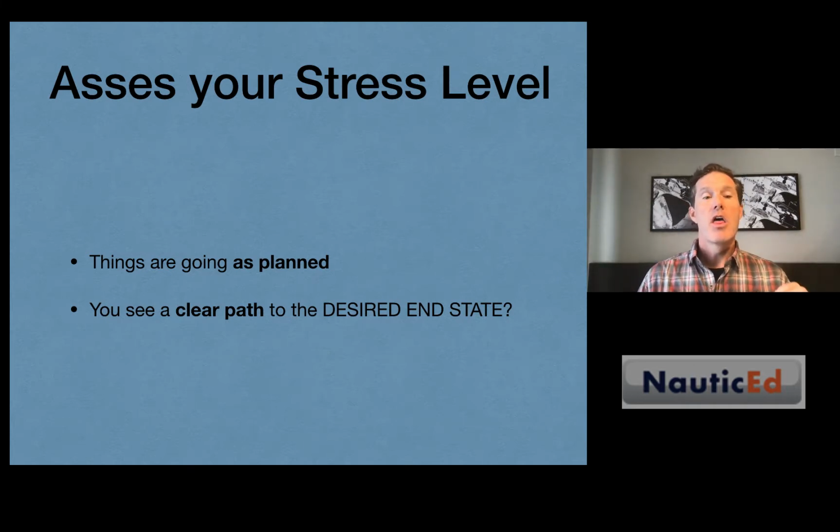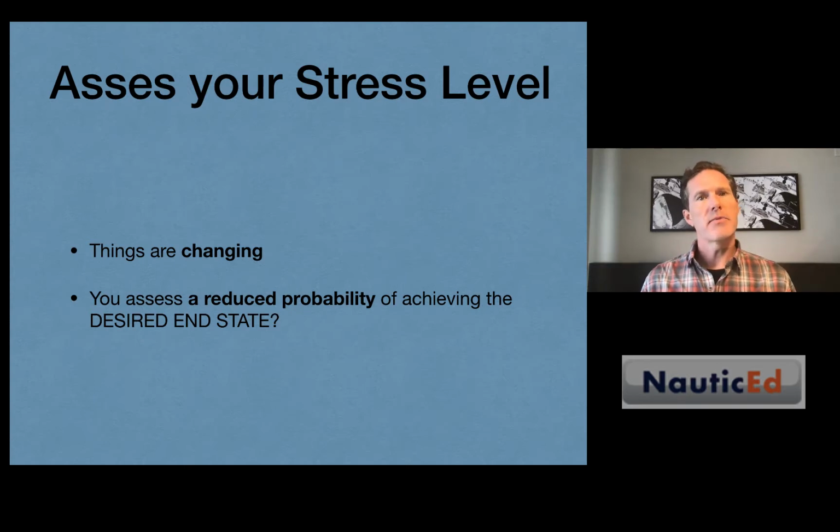All right? Things are going as planned. Nothing's wrong. You see a clear path to your desired end state. How's your stress level? It's pretty mellow, right? It's pretty good. This is where we want to be. But then something changes. You've assessed there's some reduced probability in achieving your desired end state. You're in some sort of change state. You're wondering, hey, what else is going wrong? And you start to observe your environment closer, orient yourself to different choices.